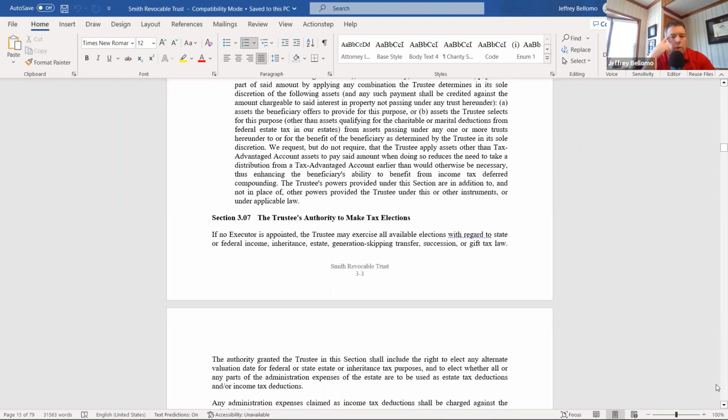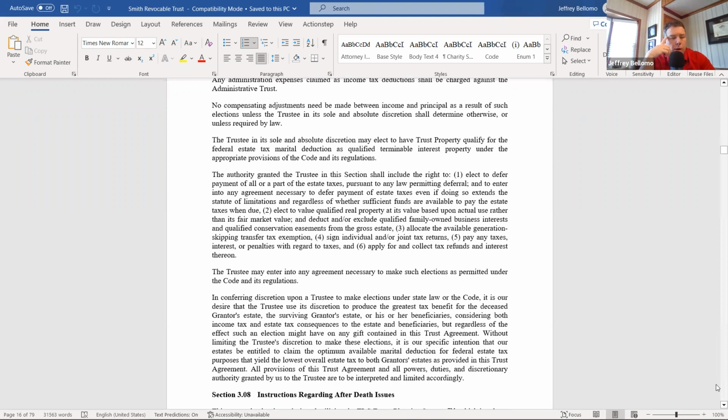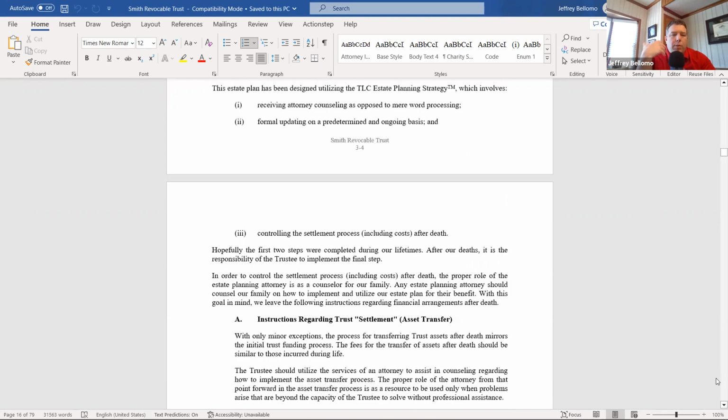The trustee's authority to make tax elections. Of course, we want to keep the tax consequence down as much as possible. And under the Secure Act, we want to maximize the effort that we can. I'll talk a lot more in the irrevocable trust about retirement accounts simply because I don't anticipate that any will be going through this trust. I'm more just trying to get through the document.